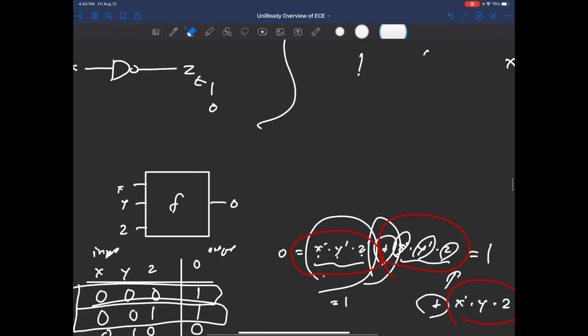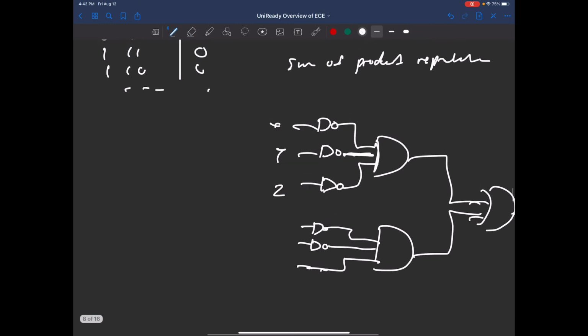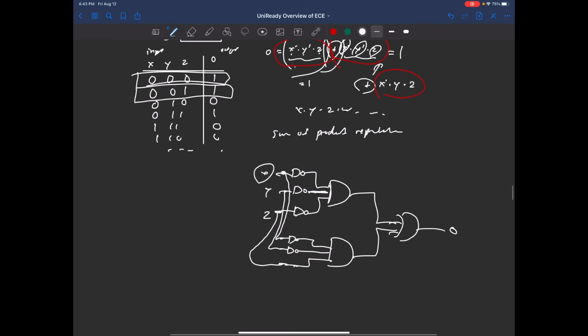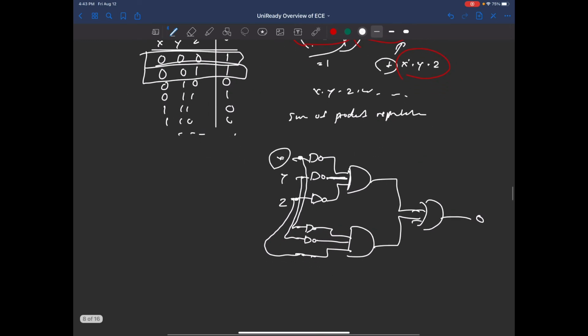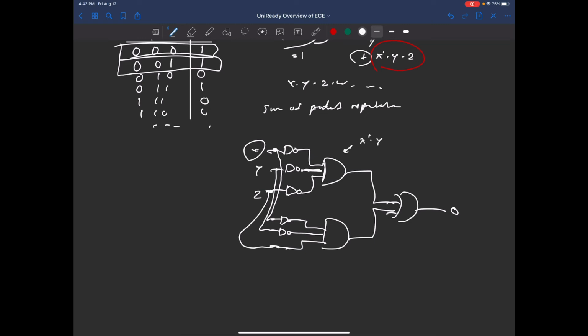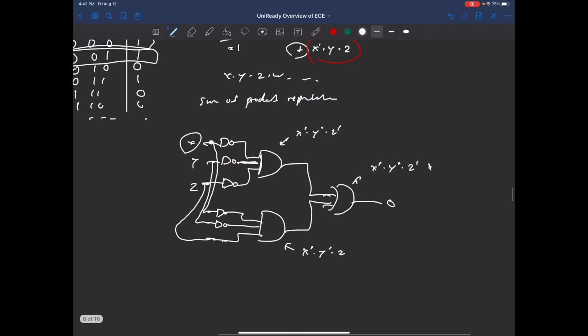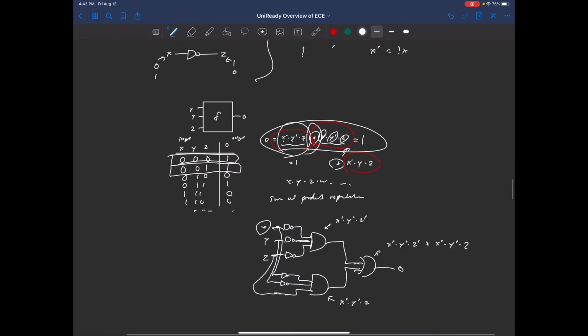Usually you want to draw them like this. So you're going to have this X signal coming from just one single source. And the same thing with the Y and the Z. It's kind of messy, but I think you got the idea. So this would be x prime and y prime and z prime, and this would be x prime and y prime and z, right? Which is exactly what this is.